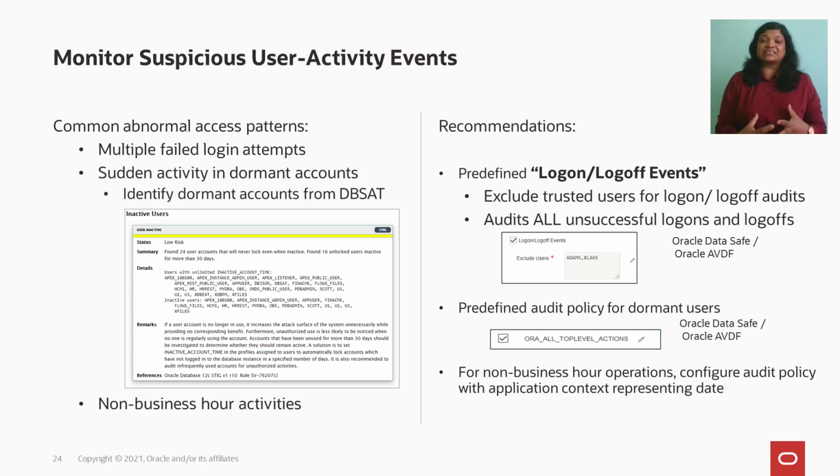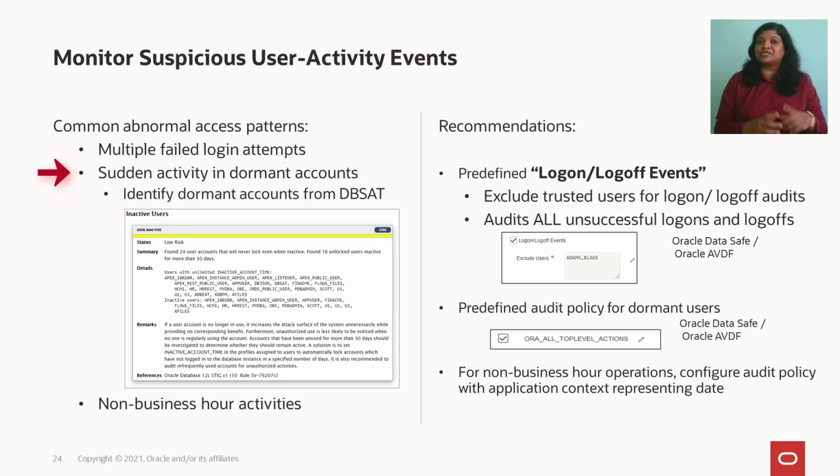The next abnormal access pattern to watch out for is a sudden activity in dormant accounts. Keeping track of inactive or dormant accounts in the system is a critical security requirement. Inactive or dormant accounts can expose the organization to a range of privilege escalation threats and data breaches. Tracking when the database users last logged in is a common security and compliance requirement too. For example, to reconcile the users who are no longer in the system or have changed jobs, or to track any malicious activities coming from these dormant database user accounts.